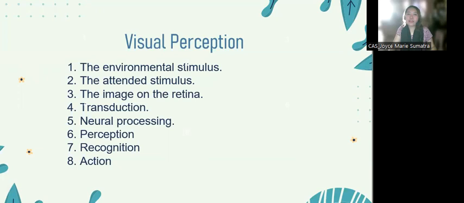So the last phase is the action process, which involves motor activity that responds to the perceived and recognized stimulus. Again, in my example, now that you've seen the cotton candy vendor, you can assess if you will walk towards the cotton candy vendor to buy something from him or not, or you'll just look at him at a distance. Okay.